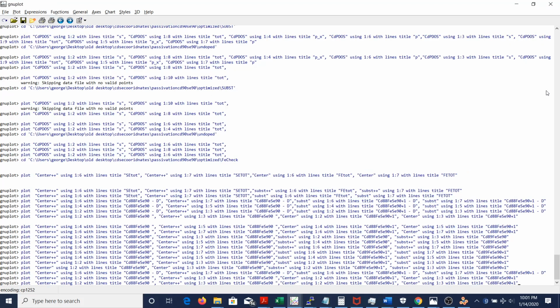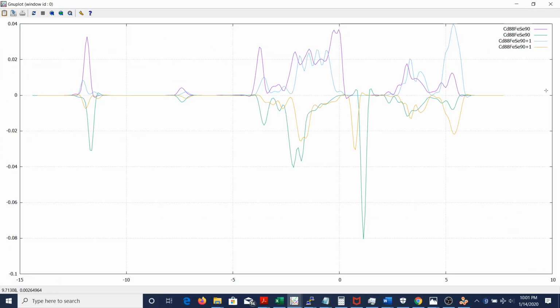Now we go off to p. Again, with the p, we see the difference. You see over here, the difference right here. The blue is for the charged one, the purple is for the neutral one, and the same thing on this side, the same thing over the HOMO-LUMO gap you see over here, or we can call this the valence band, the conduction band, and the gap.